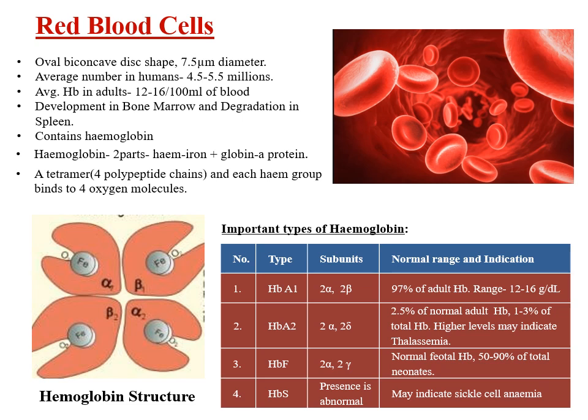Hemoglobin A2 has two alpha and two delta chains. This is around 2.5% in normal adults. 1 to 3% of total hemoglobin is hemoglobin A2. Higher levels of this may indicate thalassemia. Hemoglobin F is the normal fetal hemoglobin. It has two alpha and two gamma chains. 50 to 90% of the hemoglobin in neonates is of this type. Hemoglobin S, the presence of this hemoglobin may indicate sickle cell anemia.